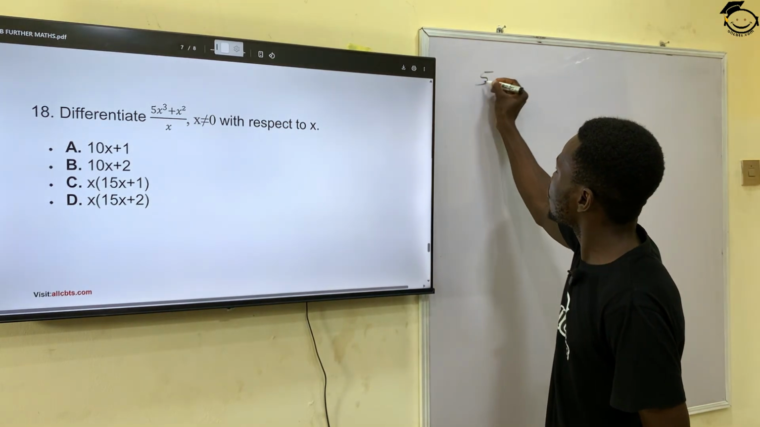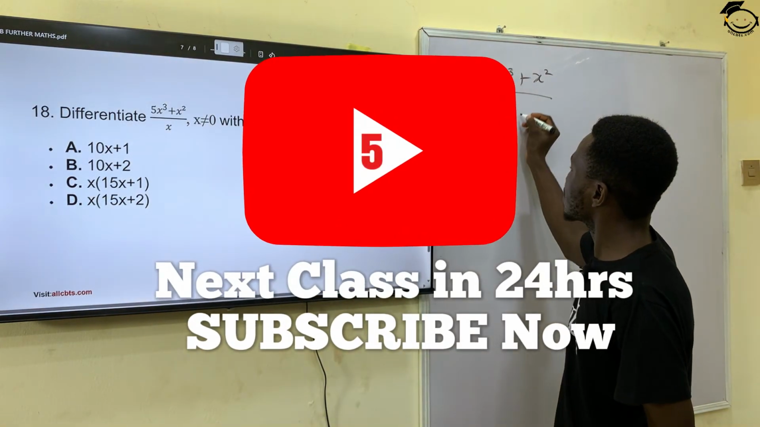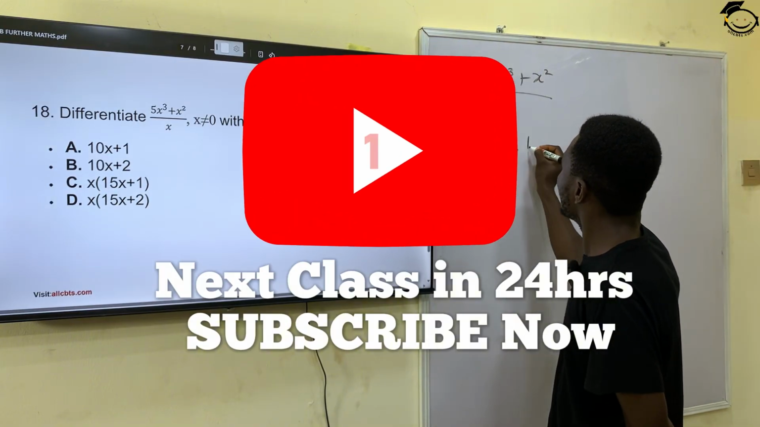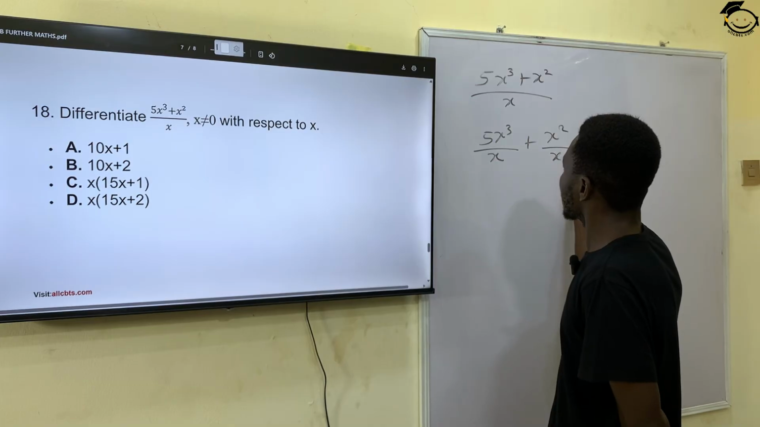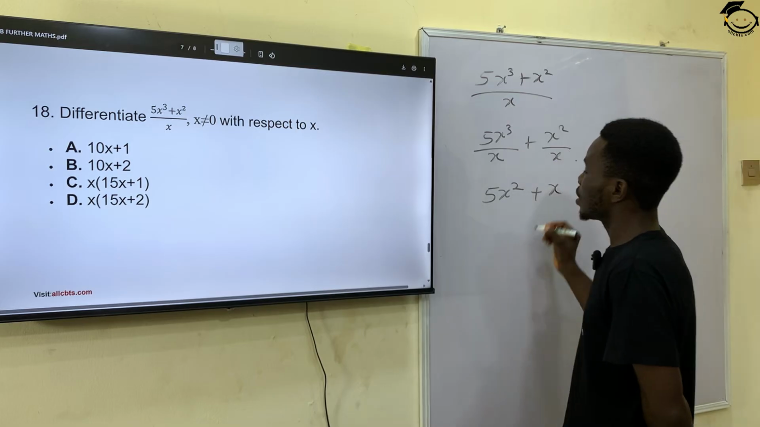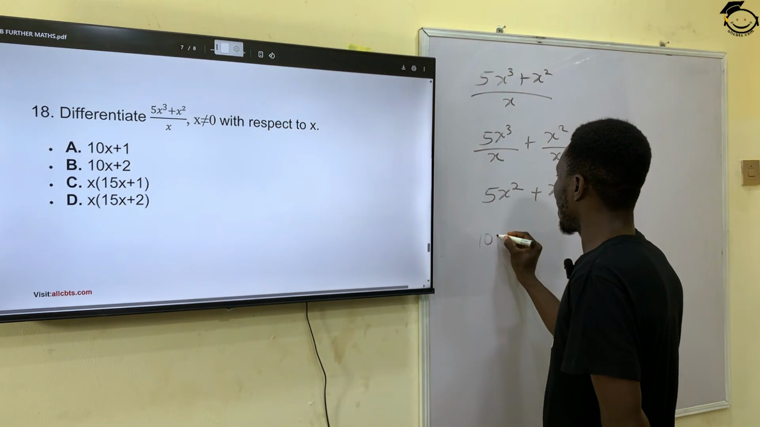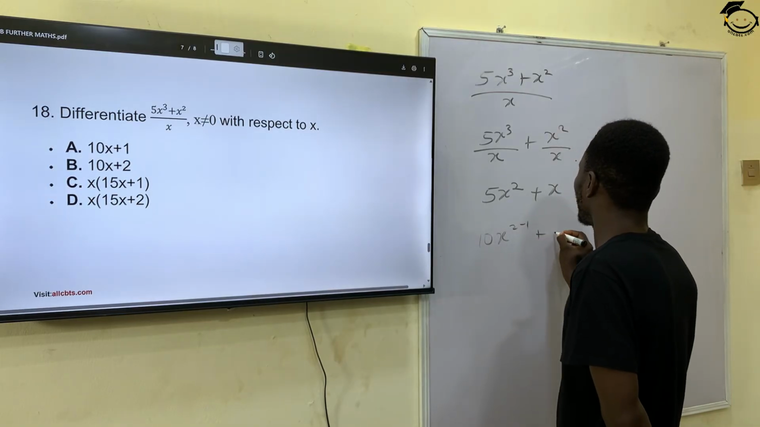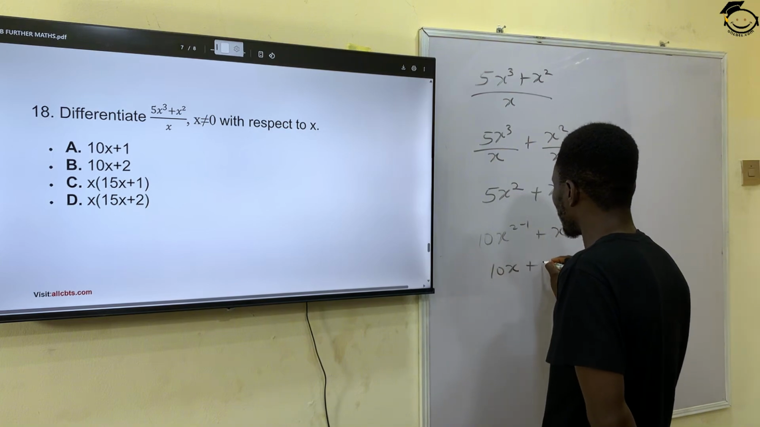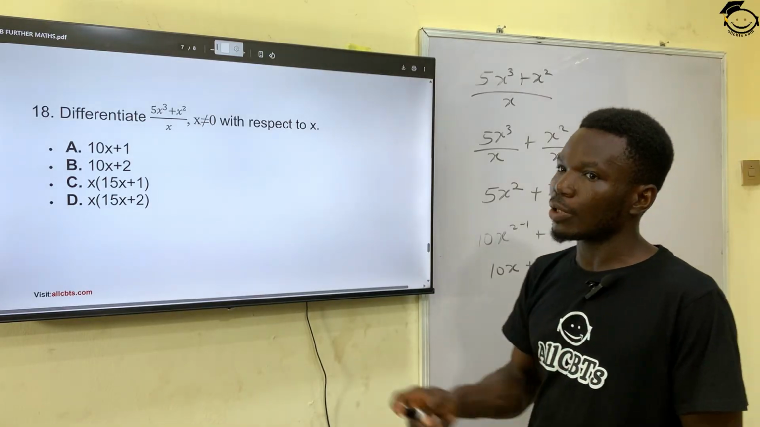So I have my 5x cubed plus x squared over x. I can simplify this further to mean that I have 5x cubed over x plus x squared over x. So that will give me 5x squared plus x. I can now differentiate it using my sum and difference rule, and that will give me 10x raised to power 2 minus 1 plus x raised to power 1 minus 1, and that will give me 10x plus 1. So the answer to this question is 10x plus 1, which is option A.